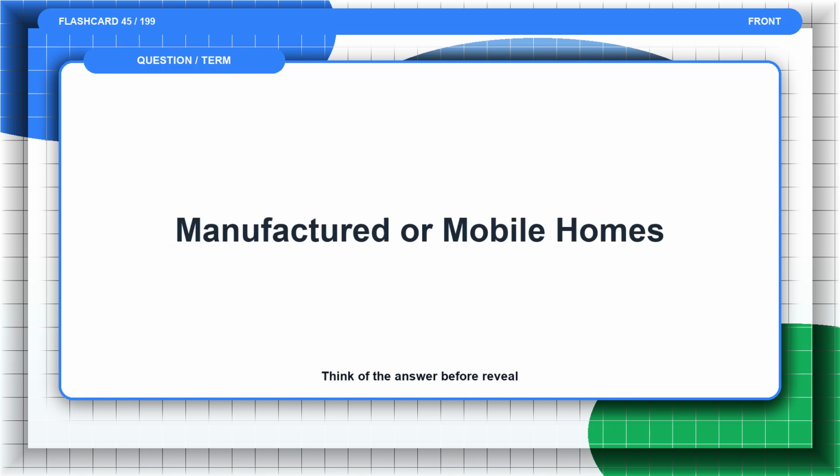Flashcard 45. Manufactured or mobile homes. Pause and think of the answer before the reveal.